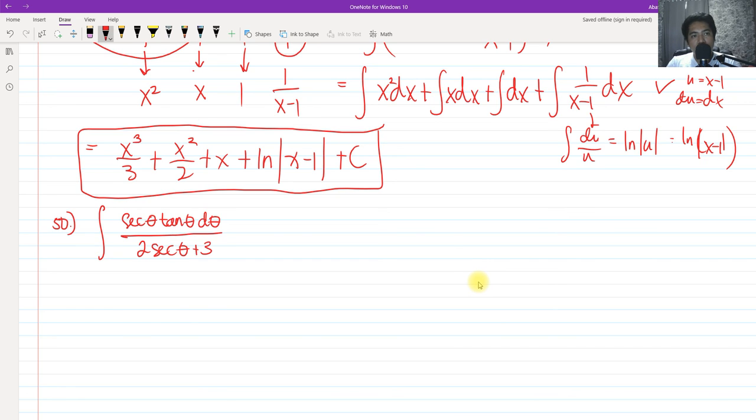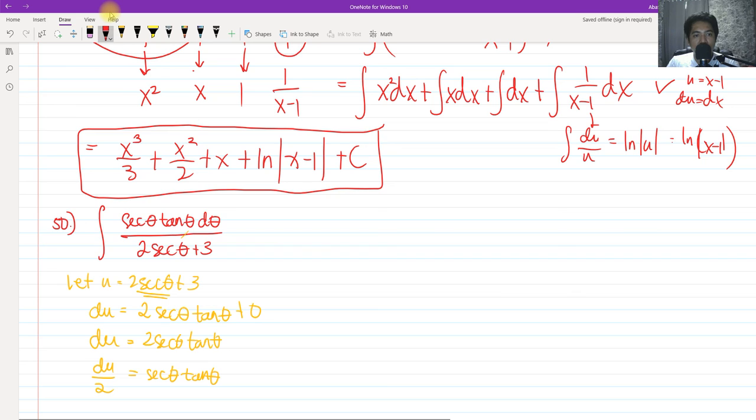So we're going to let u equal 2 secant theta plus 3. Why do we let u? Because we have in the numerator secant theta tangent theta, which is the derivative of secant. So we have 2 and then the derivative of secant theta, that's secant theta tangent theta, and the derivative of the constant 3 is 0. So you have du equals 2 secant theta tangent theta d theta. Of course, we only have secant theta tangent theta d theta, so I have to isolate the 2: du all over 2 equals secant theta tangent theta d theta.